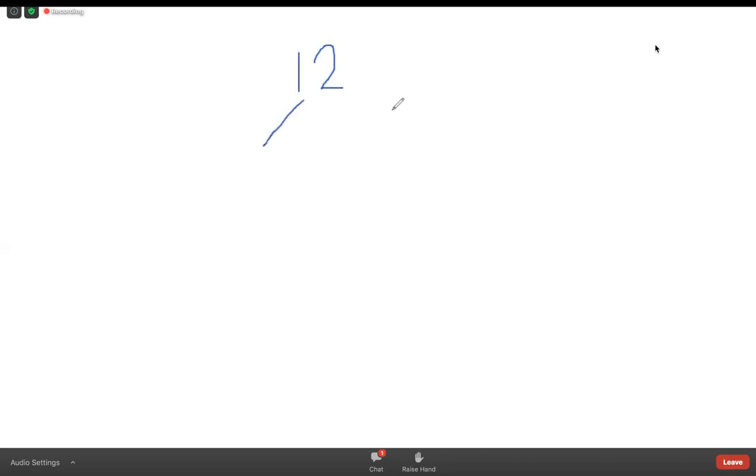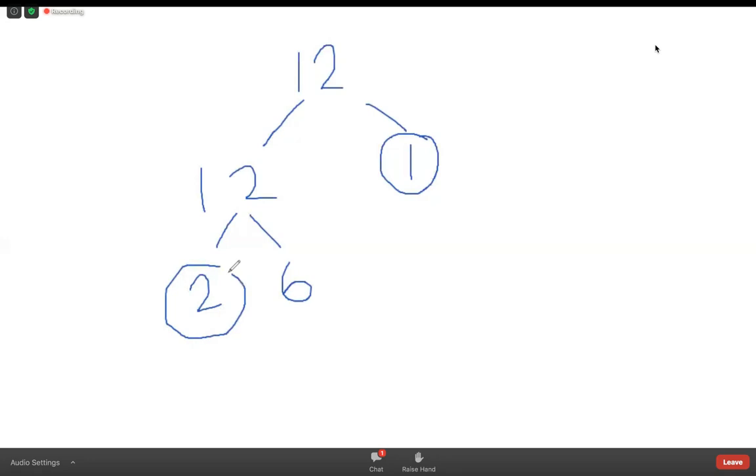So let's start out with these factors 1 and 12. And then 1 is a prime number. You can't divide it by anything else, right? So we're going to circle that. So once you get a prime number, you circle it. So we're back to 12 here. 12, some other factors, we can do 2 and 6, right? And 2 is a prime number because its only factors are 1 and itself. So we're going to circle 2.